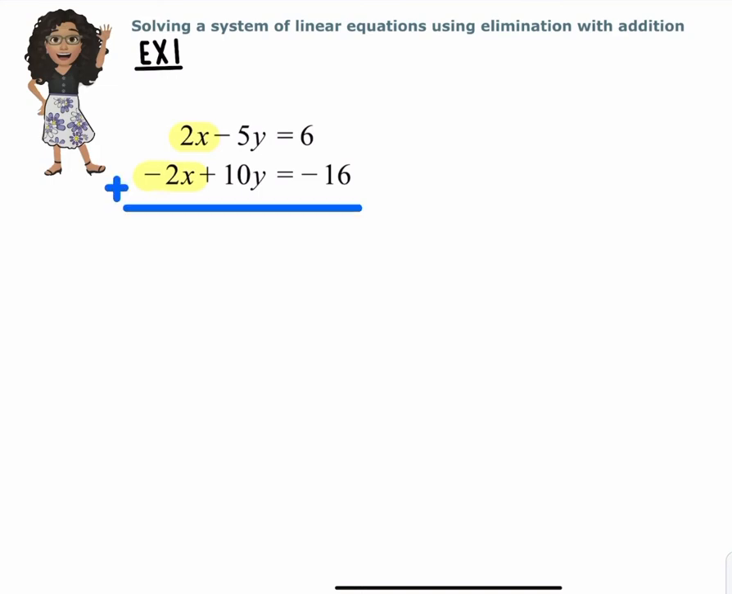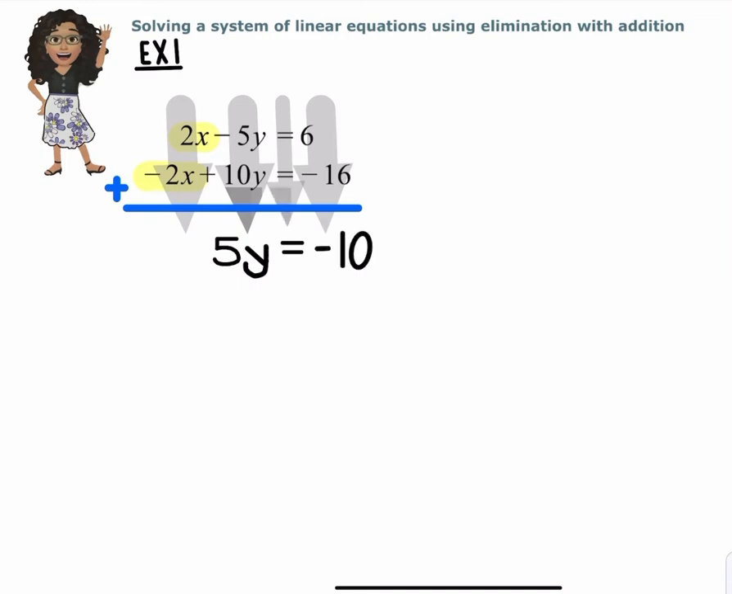2x minus 2x is nothing. Our x's have been eliminated. Negative 5y and 10y make 5y. Bringing down the equal sign, then combining what's on the right, 6 minus 16 is negative 10.